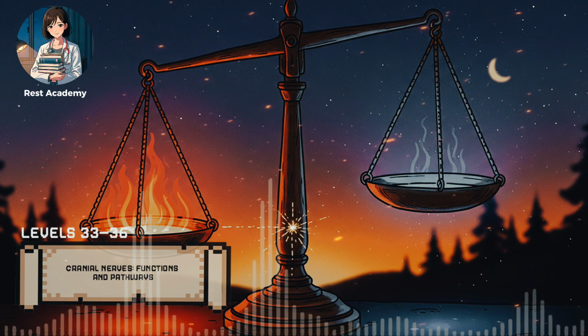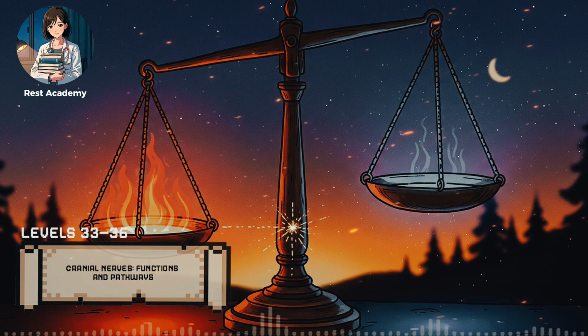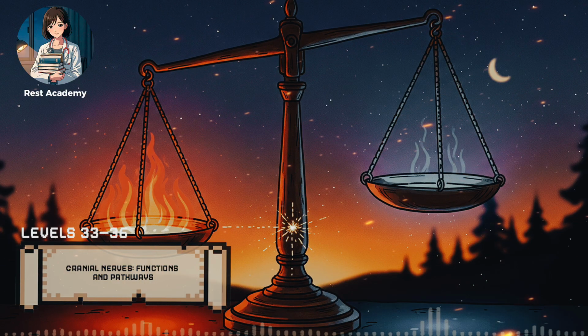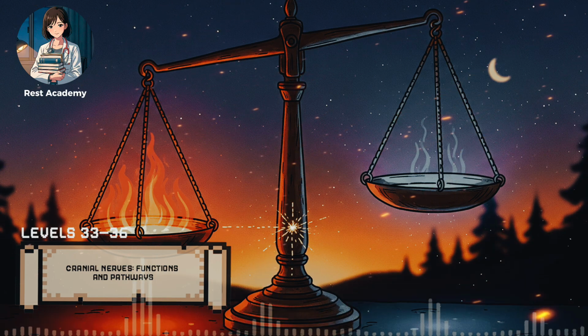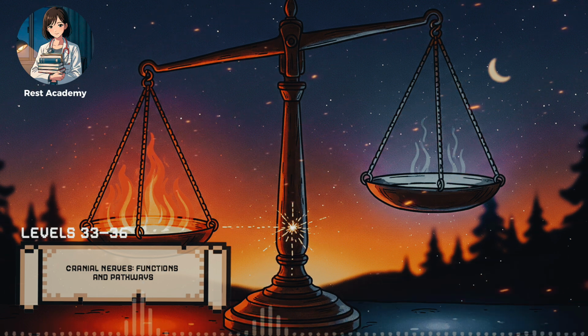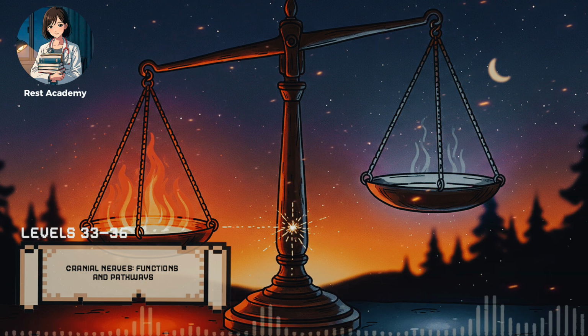The trochlear nerve 4 innervates the superior oblique, which depresses and intorts the eye. Damage causes vertical diplopia, especially when looking downstairs. The abducens nerve 6 controls the lateral rectus, abducting the eye. Dysfunction causes medial deviation and horizontal diplopia. Because CN 6 has a long intracranial course, it is vulnerable to increased intracranial pressure.